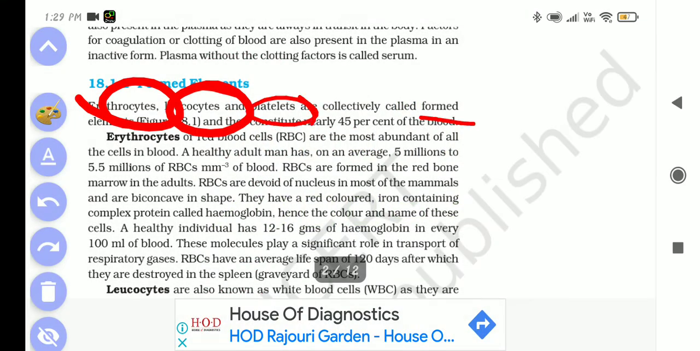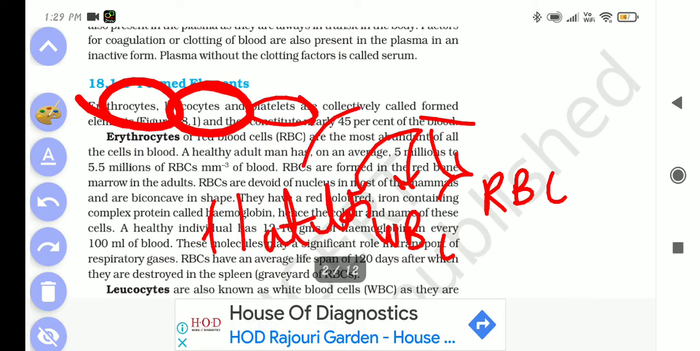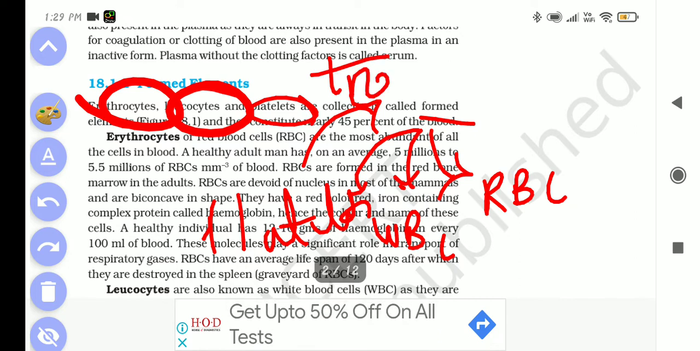So, what are formed elements? Formed elements are RBCs, WBCs, and platelets. And we know that platelets are also known as what? Thrombocytes.